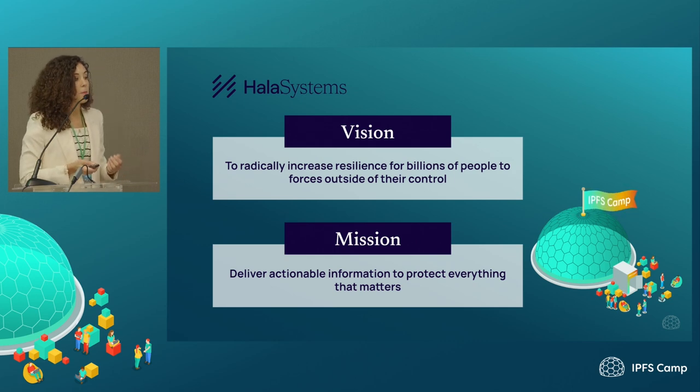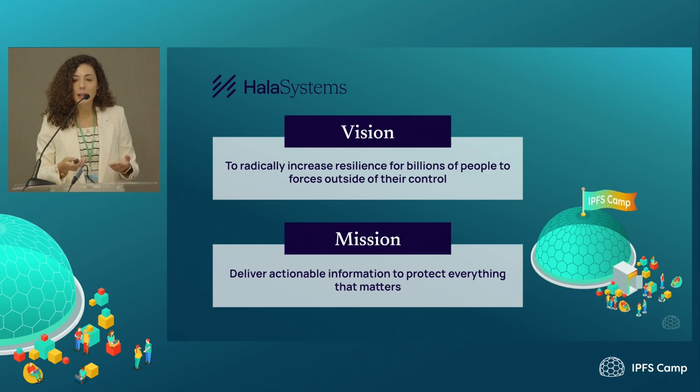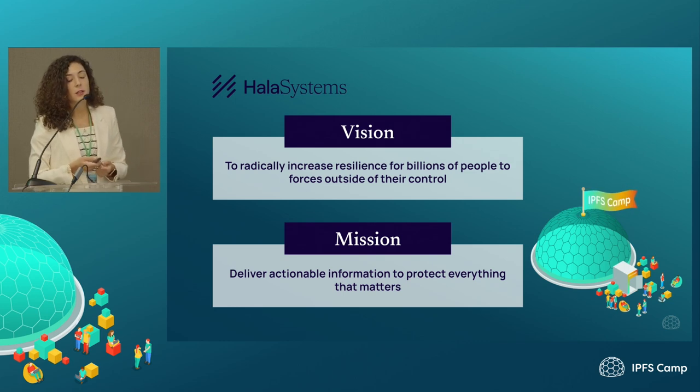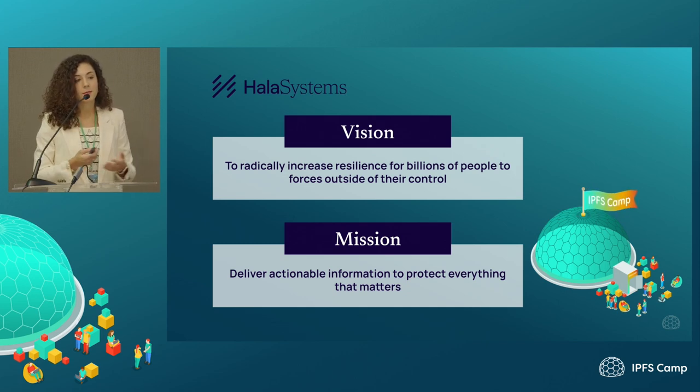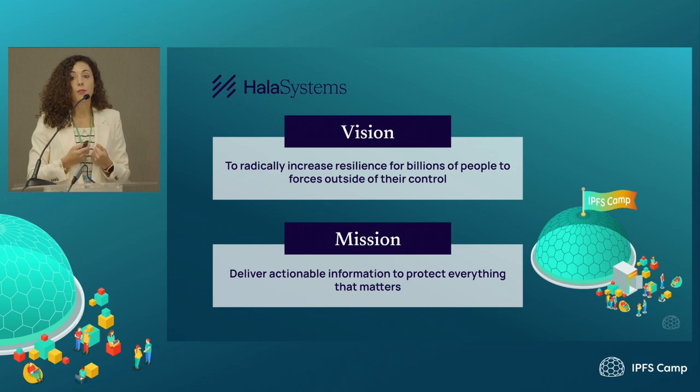To give you one example of how we radically increase resilience for billions of people to forces outside of their control: HALA started with an early warning system developed in Syria that sent alerts to civilians, normally through Telegram channels, once an airstrike was detected and estimated to impact a specific educational facility or hospital mostly. It has been working over the last 8 years, alerting thousands and thousands of people. That's how we consider that deliverable, actionable information can really protect everything that matters.